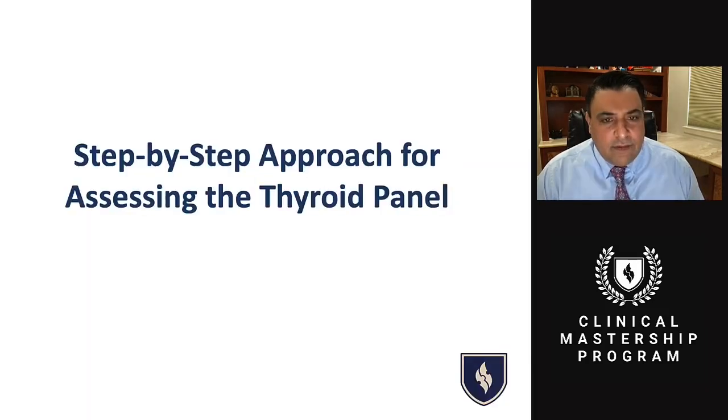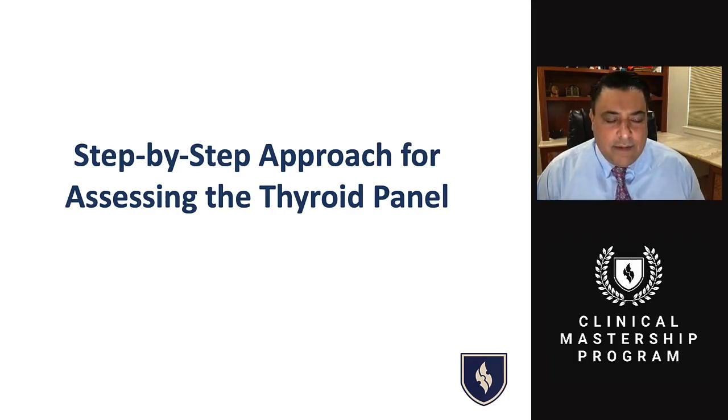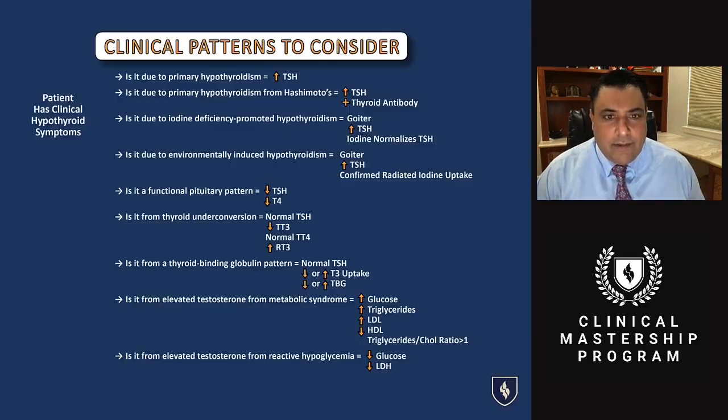Okay, so let me give you a step-by-step approach to assessing the thyroid panel now that we've gone over all these patterns. So we have hypothyroidism, hyperthyroidism. Both of those have an autoimmune component. We have issues with conversion of T4 to T3, which we call underconversion patterns. And then we can have issues with the binding globulin receptors, where it's too much binding or not enough binding patterns. And we can't forget about the pituitary, where you can have a primary pituitary pattern, secondary hypothyroid pattern.